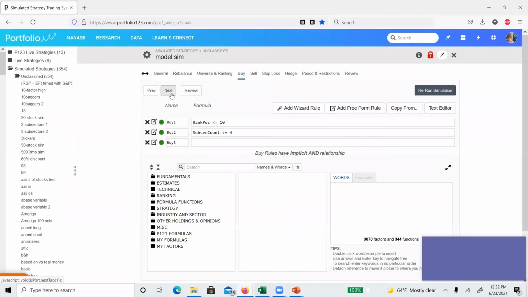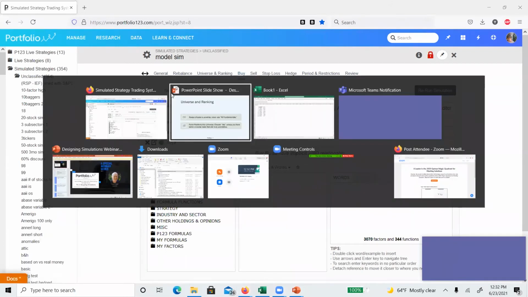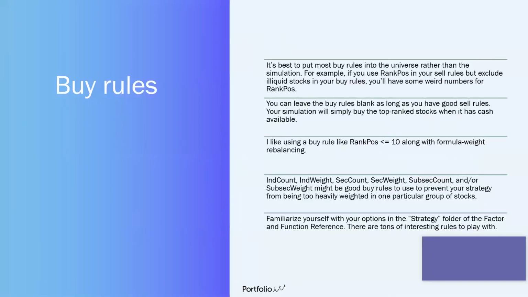The next tab is the buy rules. It's best to put most buy rules into the universe rather than into the simulation. For example, if you use rank position in your sell rules, but you exclude illiquid stocks in your buy rules, you'll have some weird numbers for rank position, right? Because the stocks ranked number 2 through 5 might not even be eligible. You can leave the buy rules blank if you have good sell rules. Your simulation is just going to buy the top ranked stocks when it has cash available. You don't have to put anything in the buy rules if you don't want.